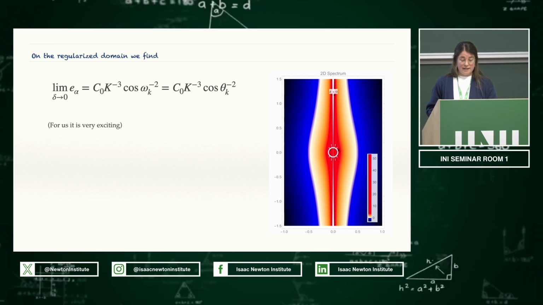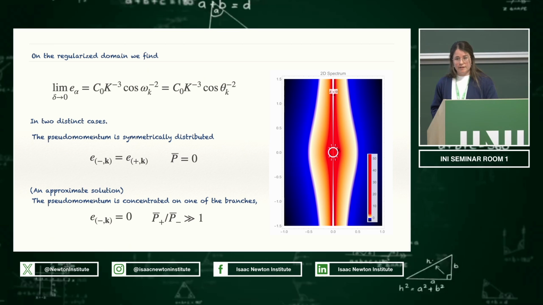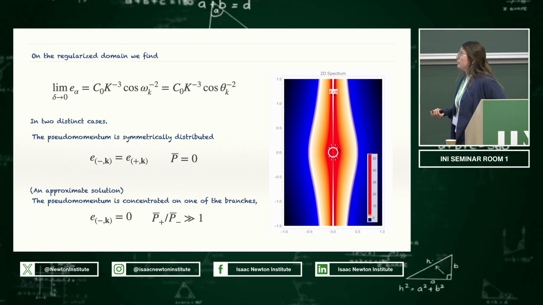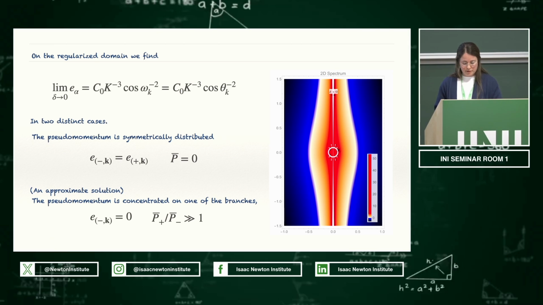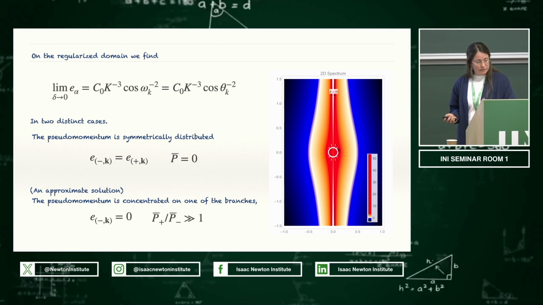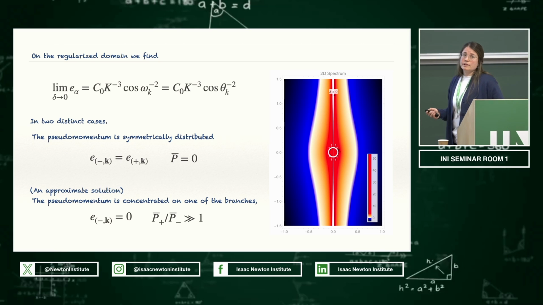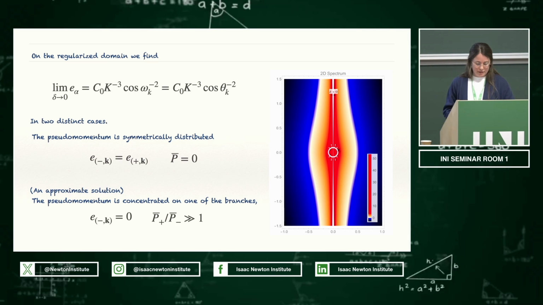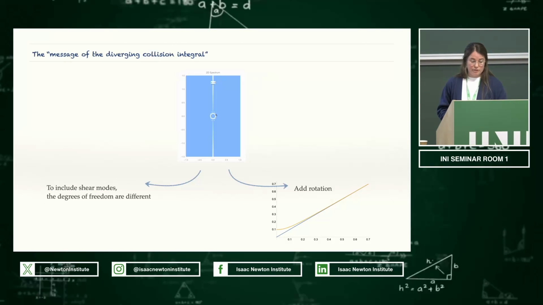And for us, it was very exciting to find this solution because it looks different than the classical known solutions. And we also believe that it's relevant for experiments or direct numerical simulation. We think that you can observe it. And we find this solution in two distinct cases. So one case is when the pseudo momentum is 0 on average. So I have on average the same amount of right-going and left-going propagating waves horizontally. And it's also an approximate solution in the case when the pseudo momentum is concentrated on one of the branches. So for example, the positive branch.